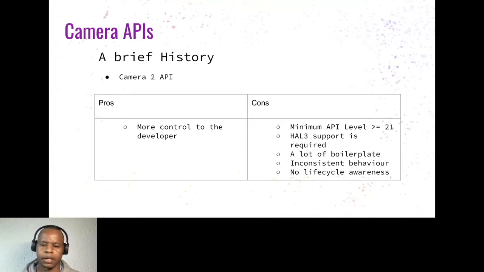It also has no lifecycle awareness, so you have to close resources. You have to basically close the camera and open the camera when your fragment or activity pauses and resumes.